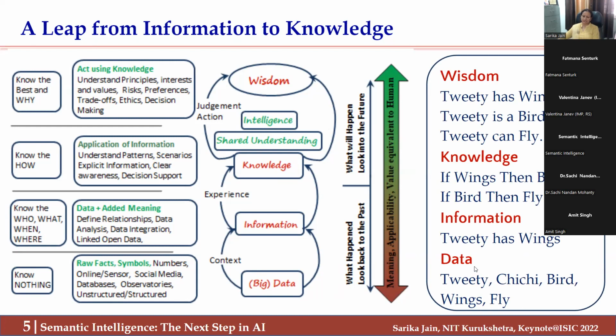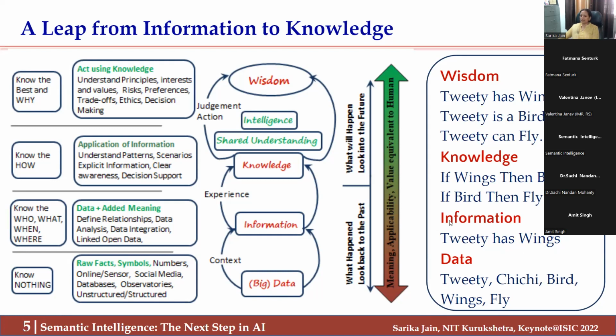As you could see on the bottom, Tweety, Chichi, bird, wings, fly. These are entities. These are the data that is fed. But if there are no relations, then we say it doesn't carry any meaning. These relations will add meaning to the data. If I say Tweety has wings, then it is information for anybody who listens to it, not only data.